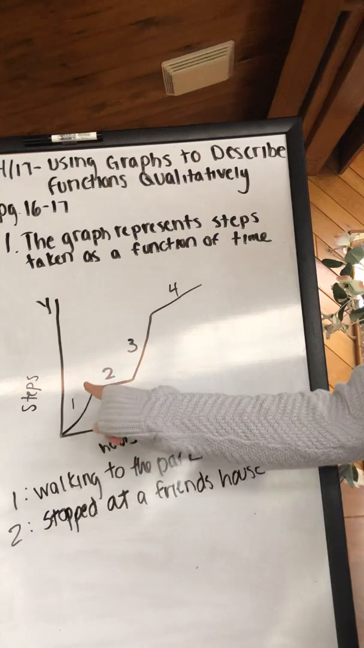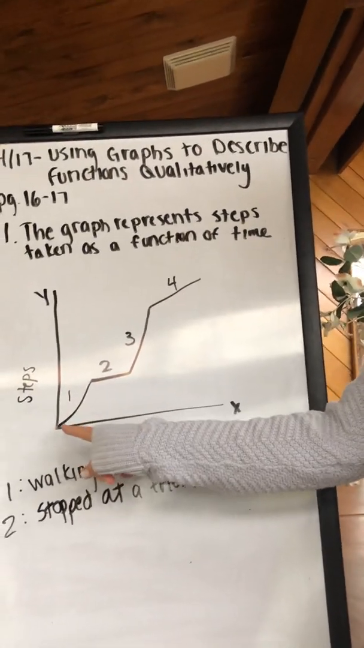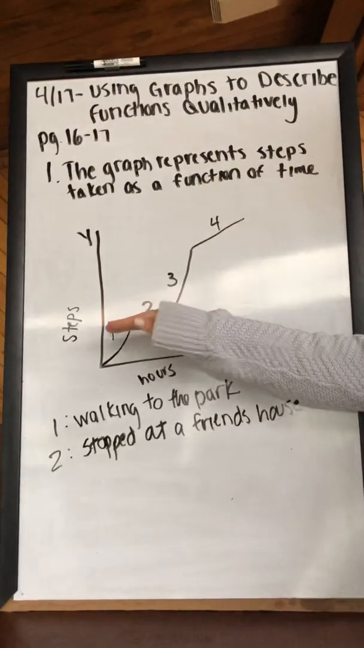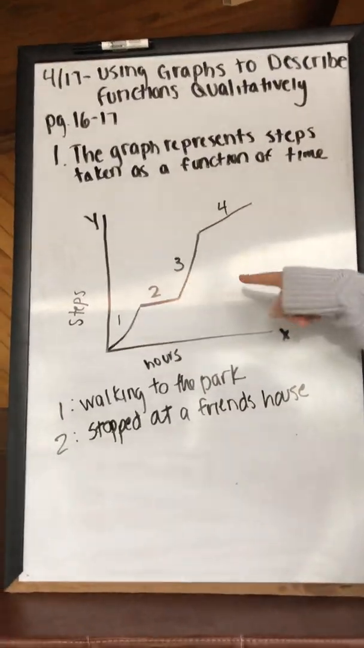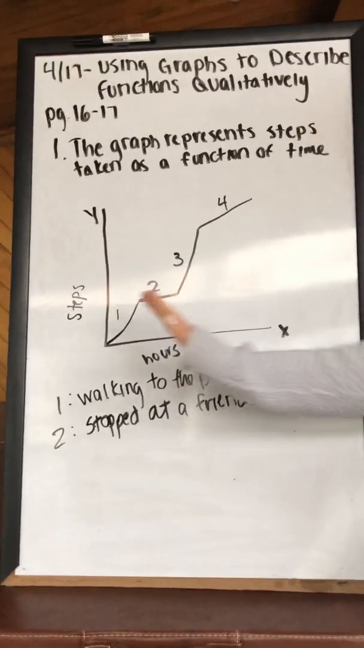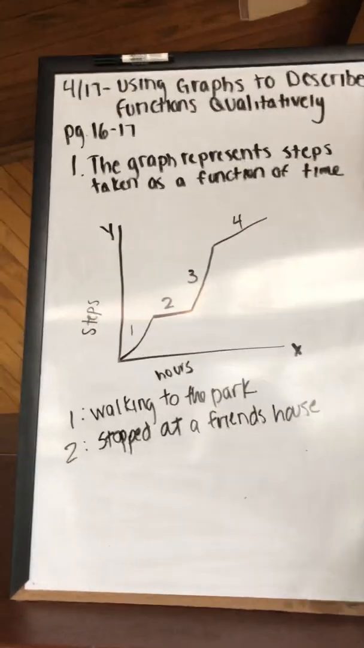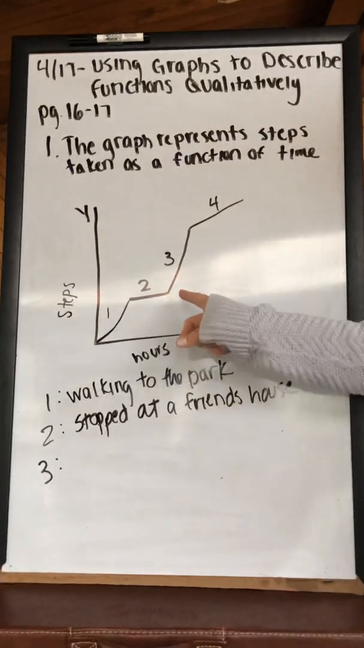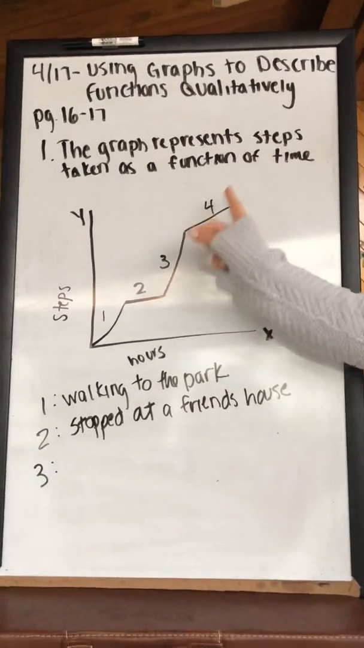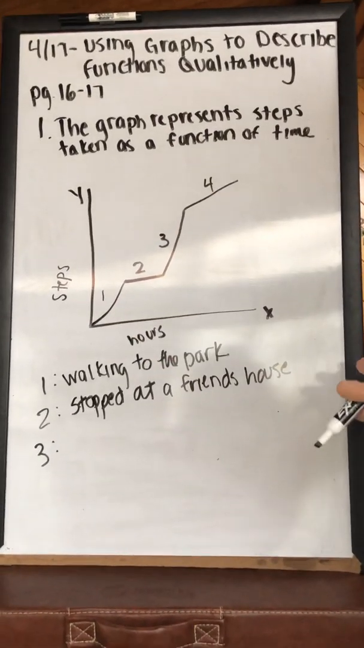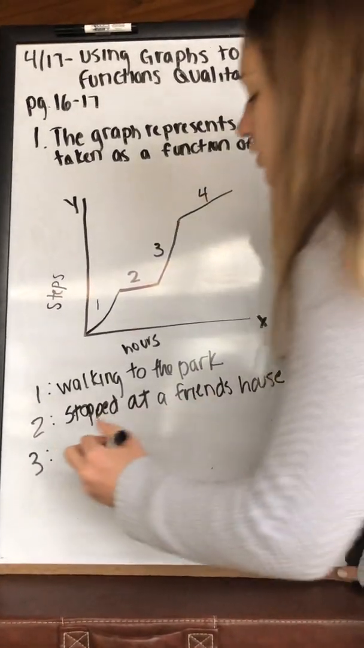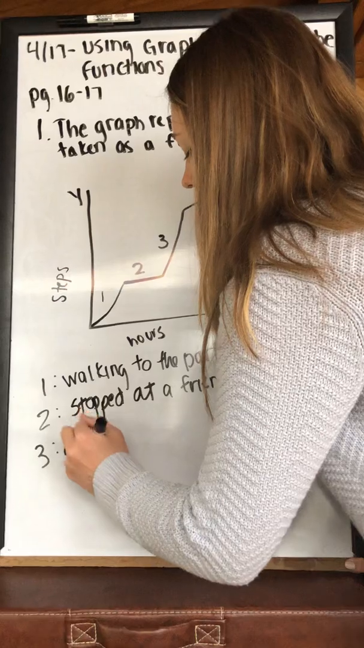Okay, we're walking to the park in section 1. Our hours are increasing, our steps are increasing. At part 2, we have a horizontal line. Time is still increasing, but steps stop. Let's talk about part 3. We are continuing to walk. I would say part 1 and part 3 of the graph are pretty similar speeds that we are walking. So we continue walking to the park.